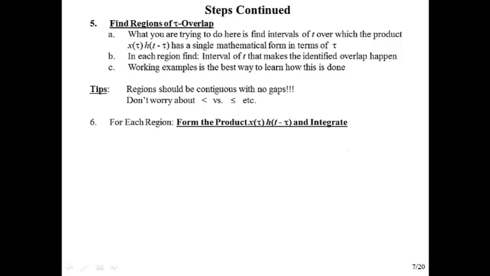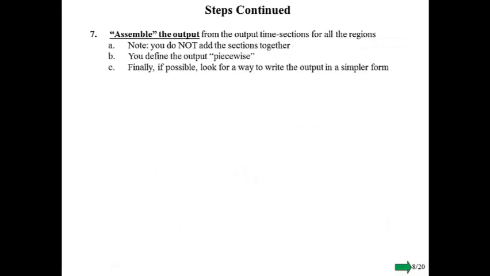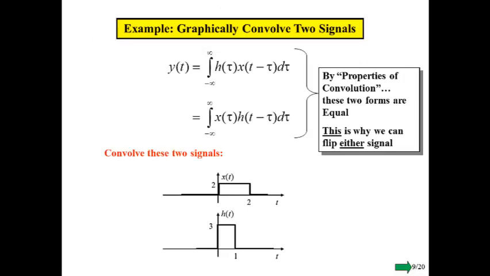Now, once we find these regions, then we have to form the product that we're going to integrate. And again, a lot of this will become clearer as we go through an example, so I'm going to skip through a lot of this. And then finally, we have to assemble the output. So let's go through an example. It might help for you to keep those steps off to the side as we go through this example.